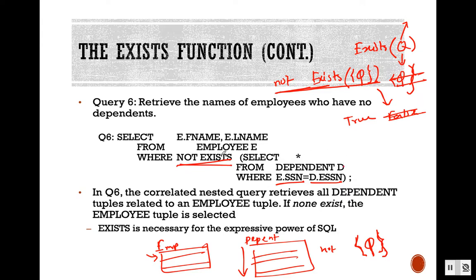So for a specific employee, if the employee doesn't have any dependent in the dependent table, then for that employee this query is going to return a null set, and the not exist function will be evaluated to true for that employee. So in that case this employee will be selected as an employee who doesn't have any dependent. So to retrieve such a result, we have to use the not exist function.